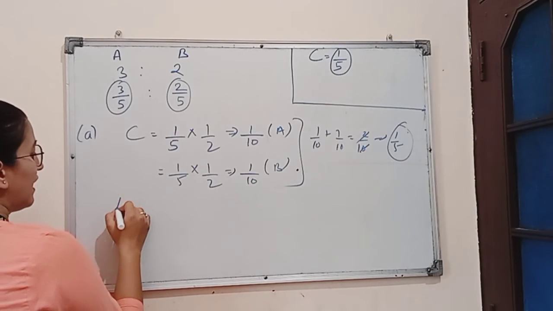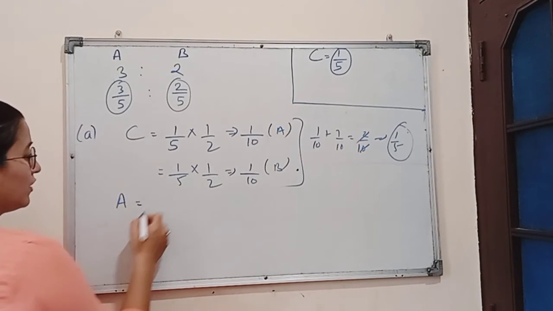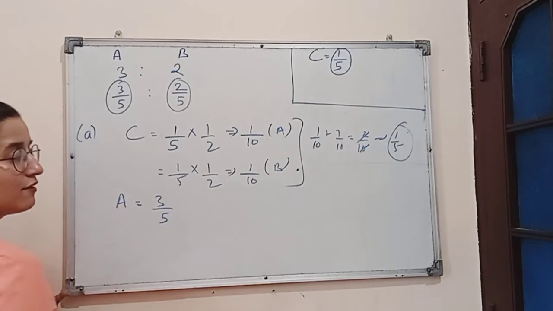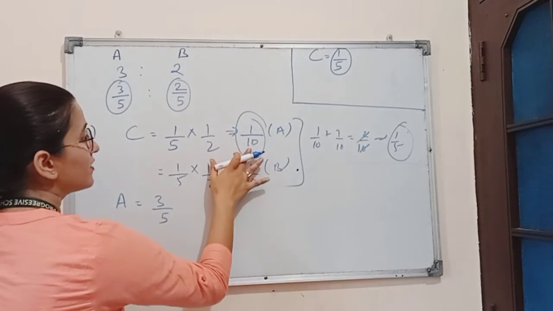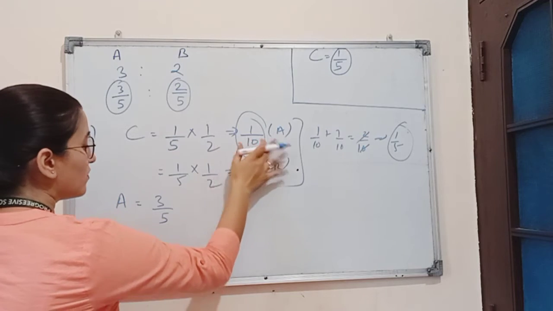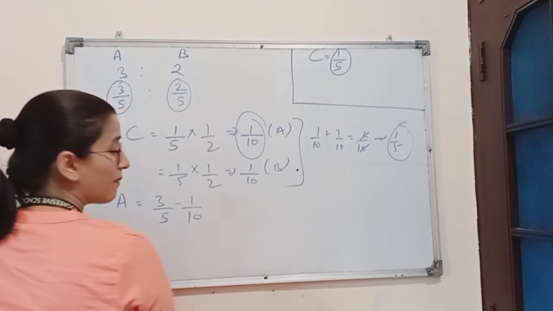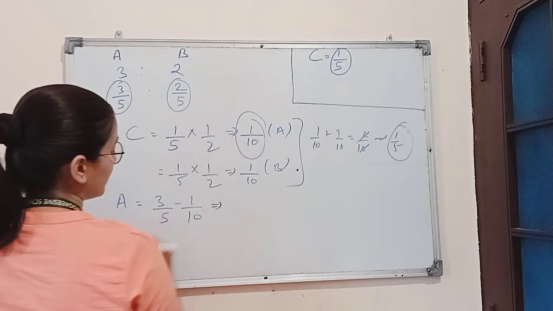So we will find out the remaining share of A. We know the old share of A is 3 by 5 and as C has acquired this share from A, which means A will be surrendering 1/10th part of his share to C.